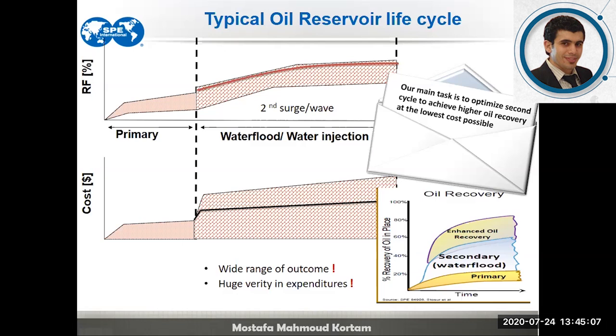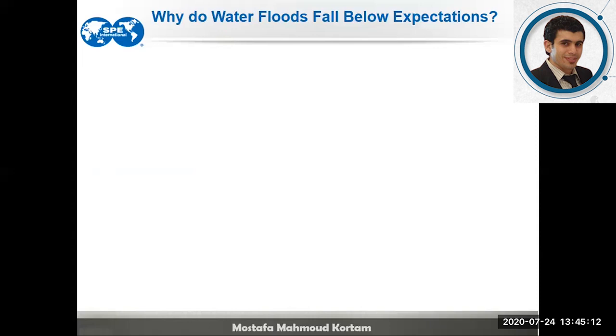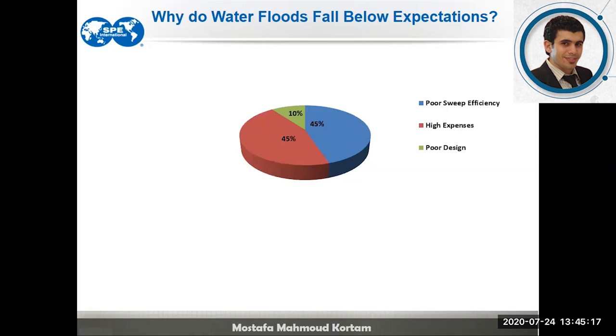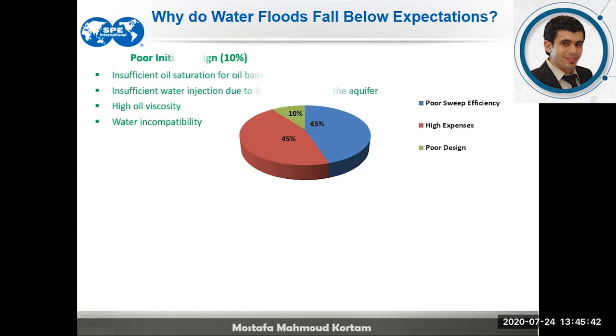So why do water floods fall below expectation? Simply, we have these statistics, a very famous and published result in, I think, Oil and Gas Journal, showing that 45% comes due to the high expenses, while 45% comes due to the poor sweep efficiency, and 10% comes due to the poor design, or resulted from the poor design.